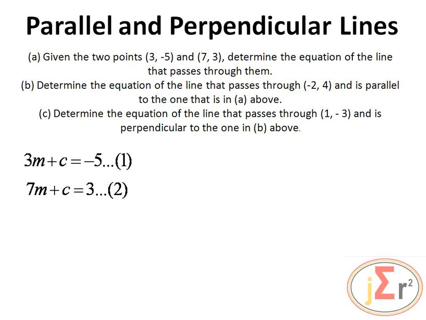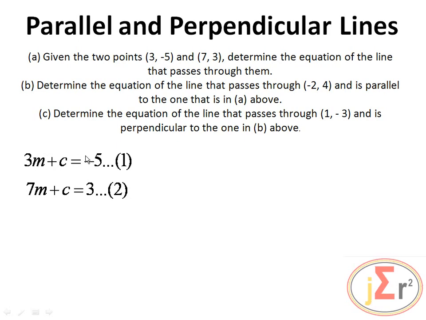How do we get that? Y is equal to mx plus c. In the first case we have here, what is y? Y is negative 5. What is m? M is an unknown. What is x? X is 3. And c is unknown.